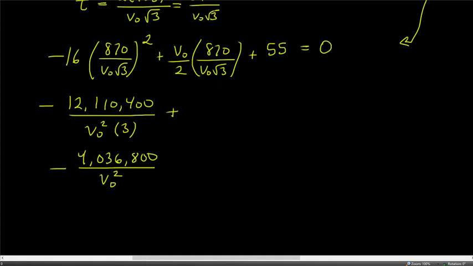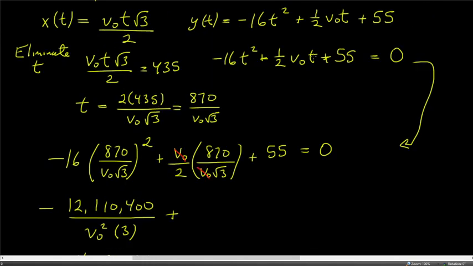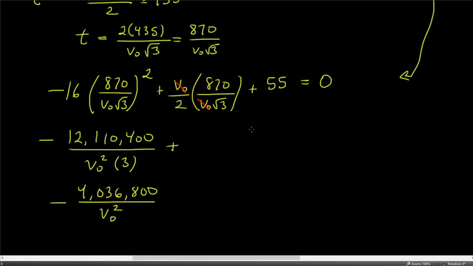For the second term, it looks like the v0s actually cancel. Yep, because v0 is in the denominator of t. Okay, just making sure. And then we have 870 divided by 2, which is the original 435 again. So this is 435 divided by the square root of 3 plus 55 equals 0.